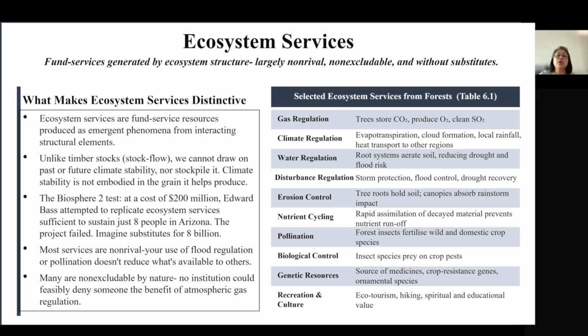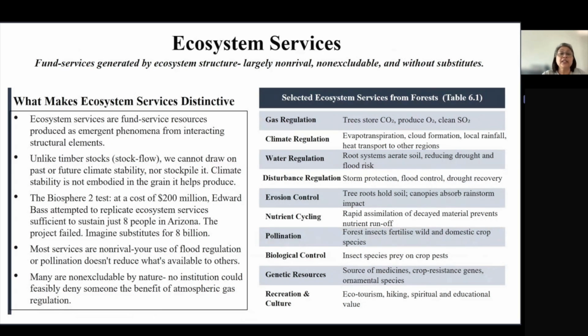Okay, now let's look at ecosystem services, which we already discussed a little bit, but a bit more to give you a better understanding. From the point of view of stock and fund, these are fund services generated by ecosystem structure. So remember, ecosystem structure and ecosystem services are very closely connected. If you do not preserve the structure, your services obviously will not be there. But what I was trying to say is that resource economics focuses mostly on the structure and not connecting it to the services that structure provides.